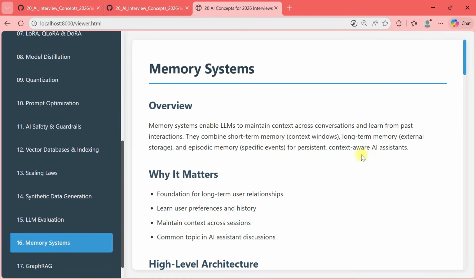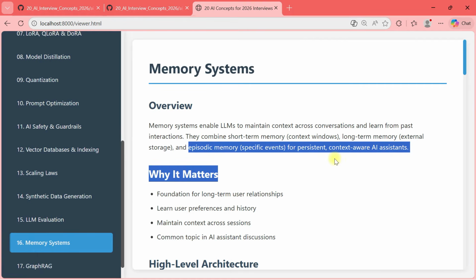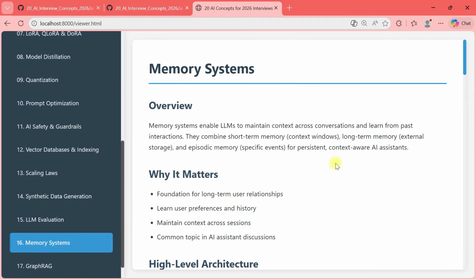For example, suppose I tell ChatGPT, give me a code in Python, give me a code in Python. ChatGPT will understand this guy always wants code in Python. Maybe he is a Python guy. So that is kind of episodic memory for persistent context aware AI. So basically what we are learning here is, in memory there are different types of memory, and all these memories are useful for your AI system.